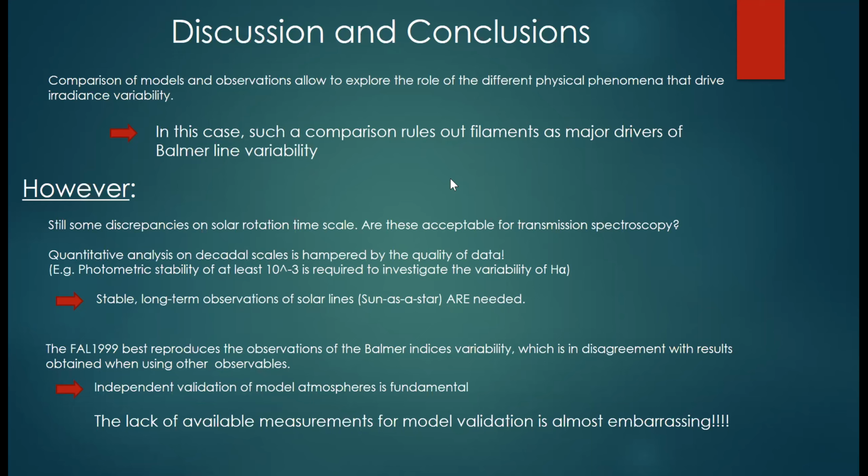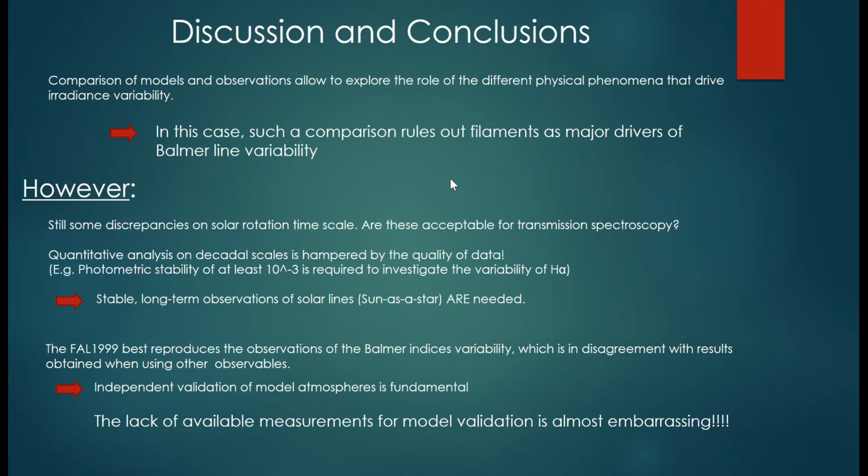However, there are some issues here. The first one is that on the rotational scale, the agreement between measurements and observations seems to be pretty good. However, there are still some differences. And are these types of differences and uncertainties acceptable for transmission spectroscopy? I think this is probably a point that we should discuss in this group. Also, the other problem that we have is that the quantitative analysis on longer temporal scales is hampered by the quality of data. Again, it's very difficult to obtain this type of data.